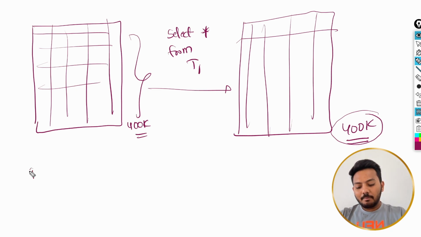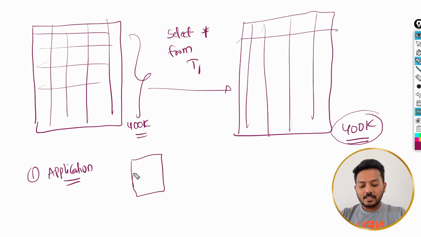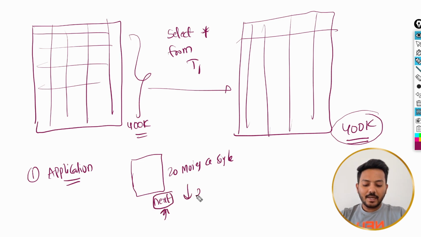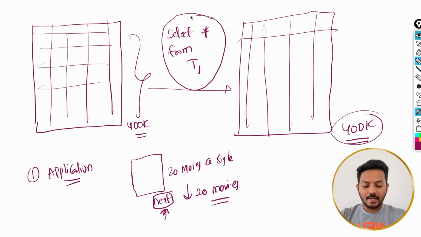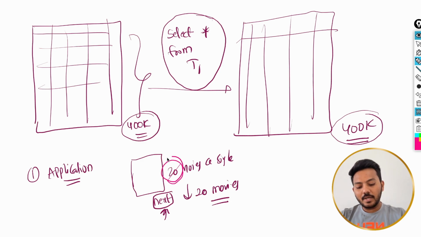Let's say you are building an application in which you want to display 20 movies at a single time, and if you want to display more, you have a button called next, and when you click on next, it is going to give you the next 20 movies. In this scenario, let's say you are using a SQL table in the backend, you don't need to select all the records, right? Because we have a total of 400k, but I would only need 20 movies.